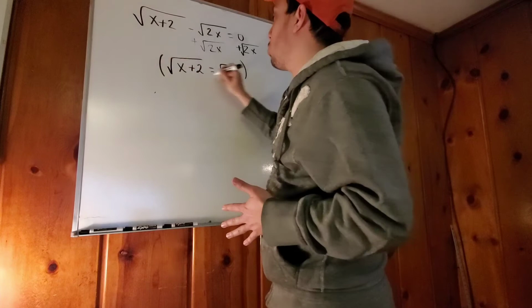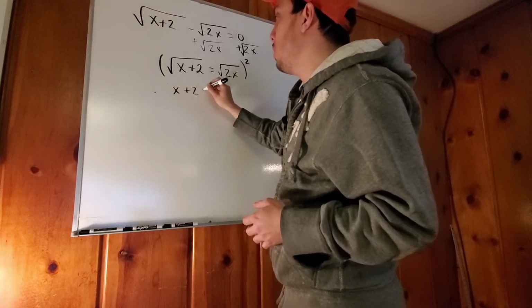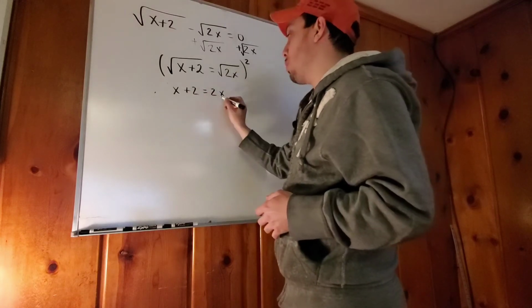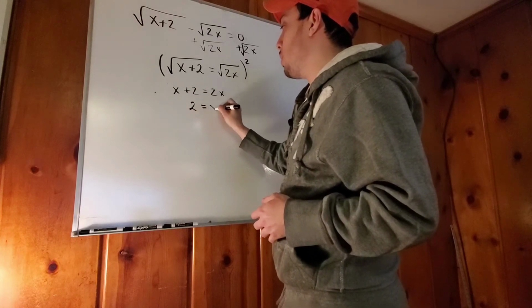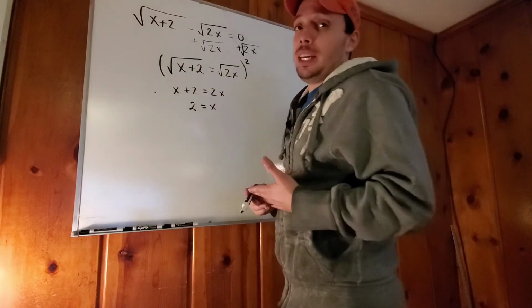Now we can actually square the whole thing, and now we get x plus 2 equals 2x. Again, we're going to move the x from here to here, and so 2 is going to be x. To check, we're just going to put it where it is.